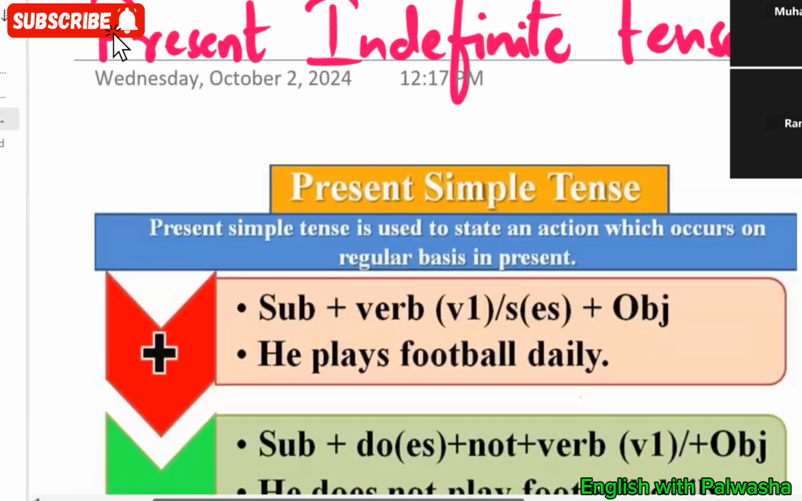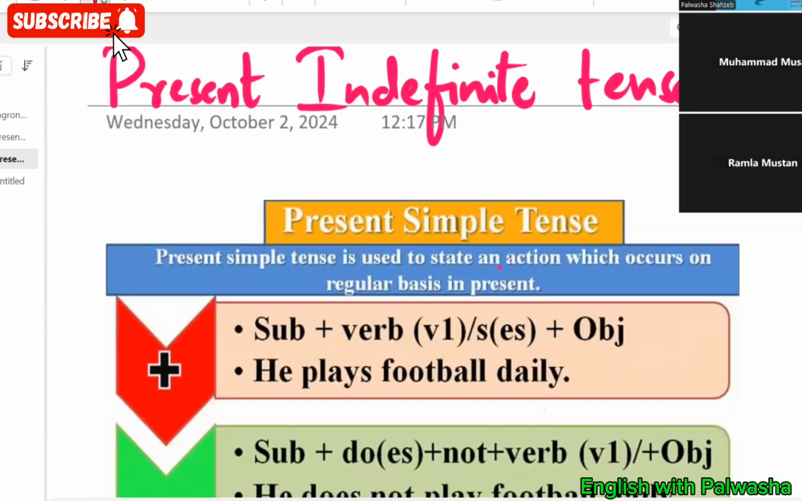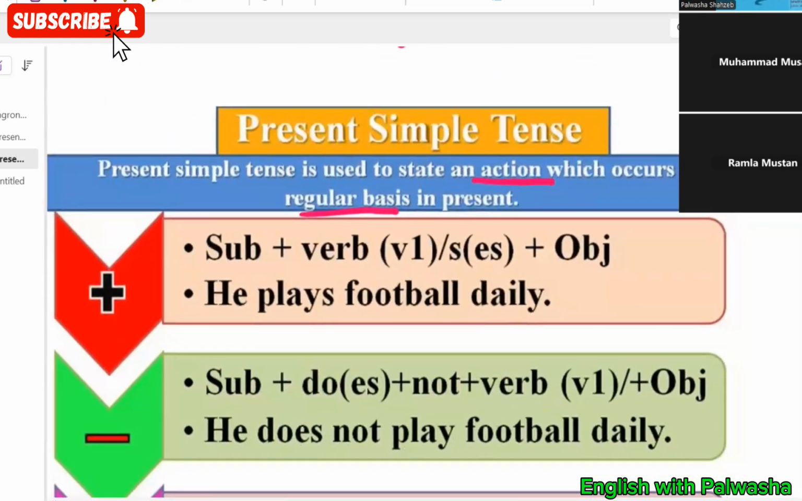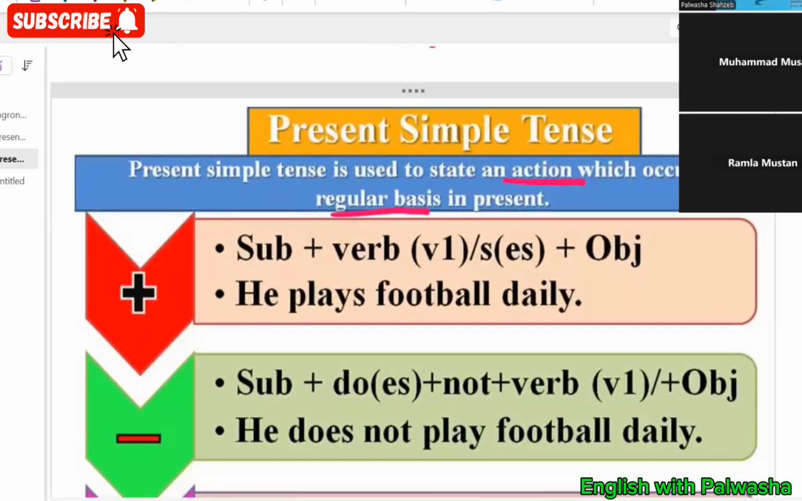So, present simple tense is used to state an action which occurs on a regular basis in the present. Something which happens in the present is known as present indefinite tense, and there are some detailed rules in it which we need to understand. And today we're going to try our level best to make this tense understandable for you all in a simple, easiest way, because my students are quite clear about this tense today.